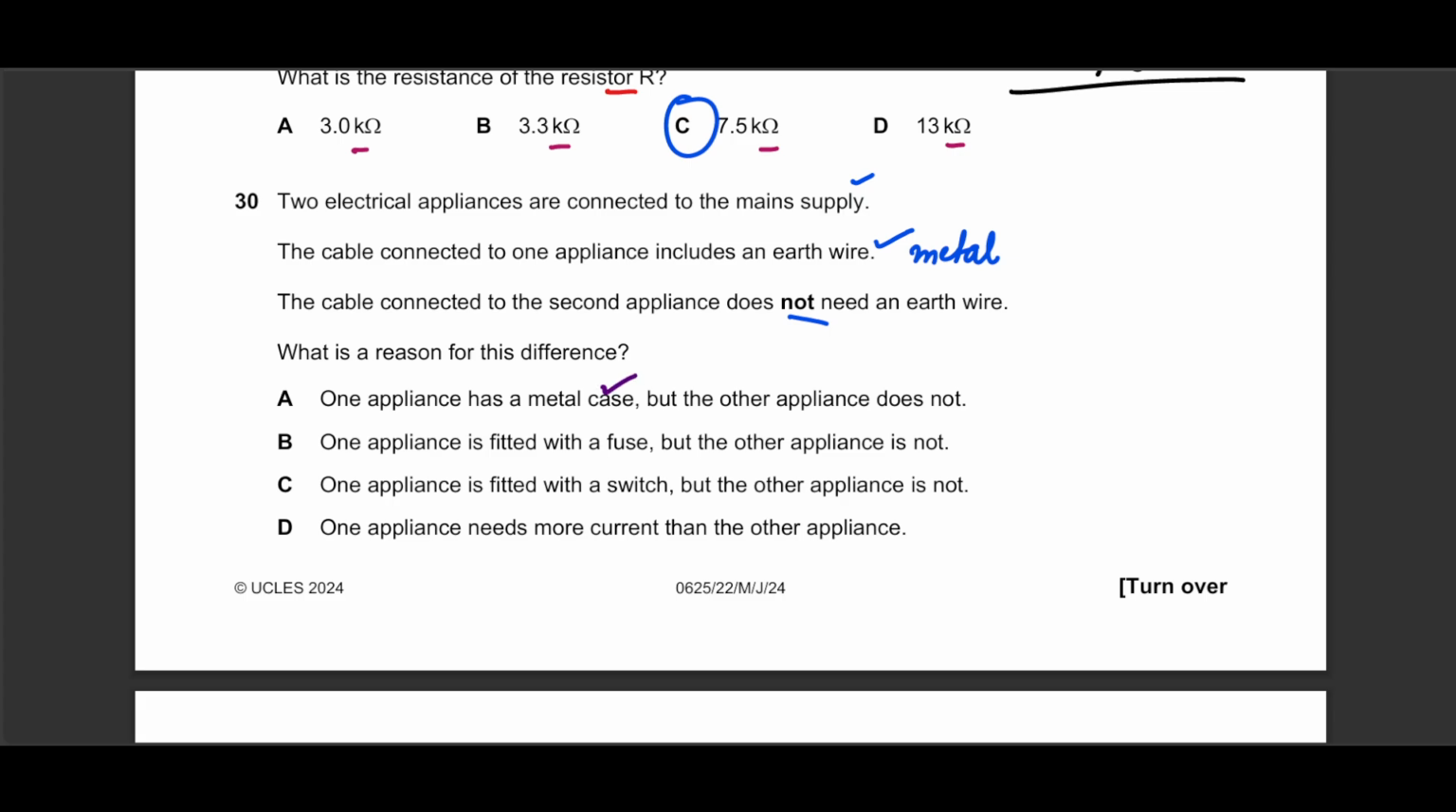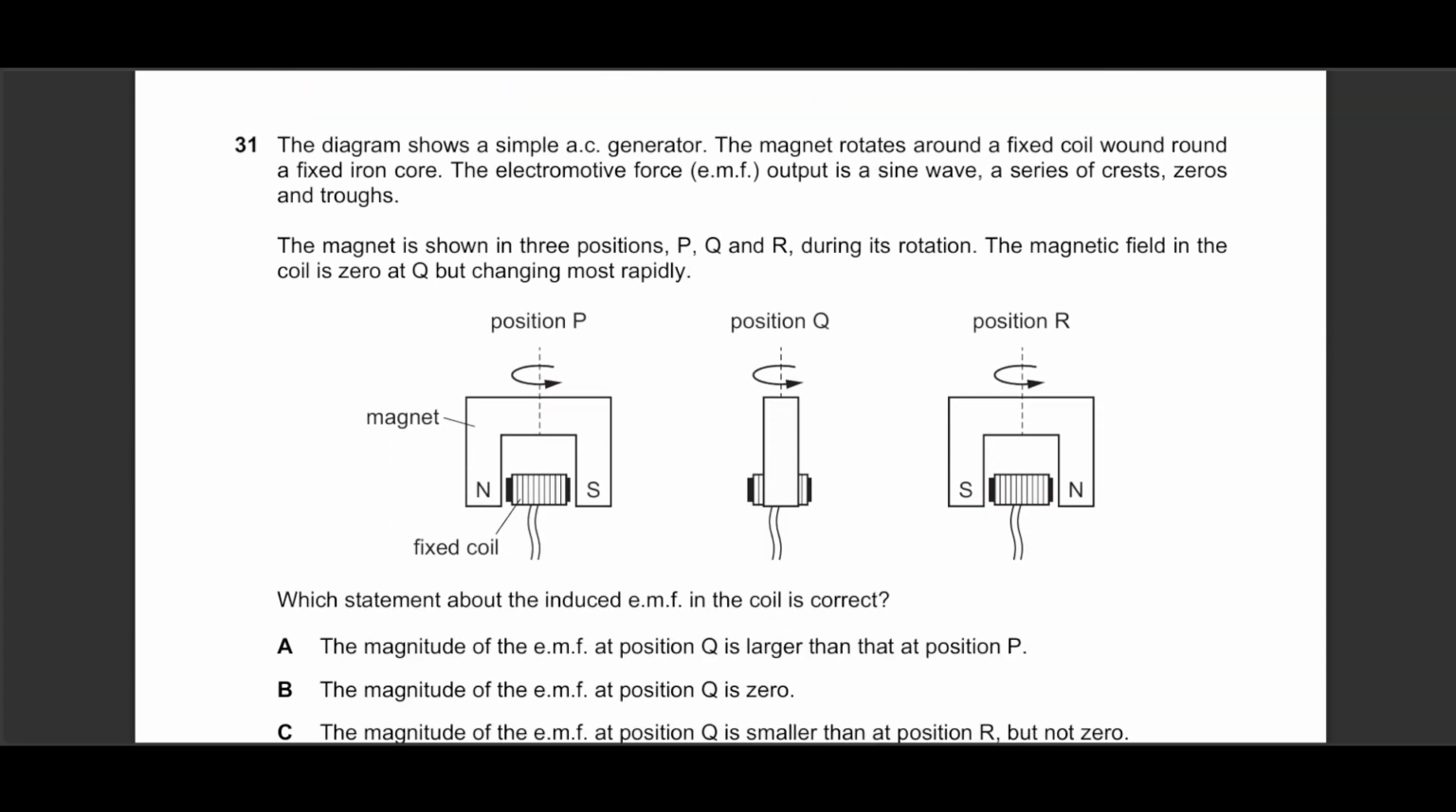So one appliance has a metal case and the other one does not. This makes the most sense. Next, one is fitted with a fuse. A fuse has nothing to do with the metal earth wire or the metal casing. Next, one appliance is fitted with a switch, but the other is not. No, it doesn't matter; the switch always has to be there, whether the appliance has a metal body or a non-metal body. Next, one appliance needs more current. No, current would be entirely dependent on the power and the voltage available to that system at that point. So option A seems to be the best option.